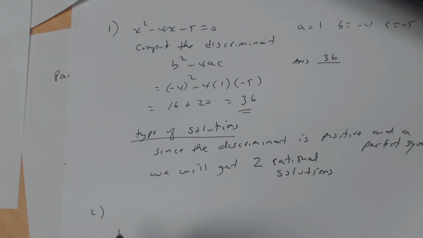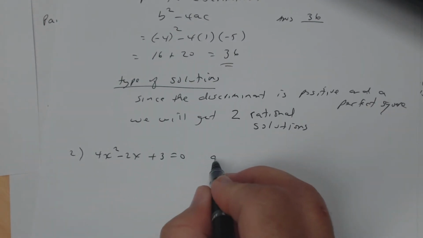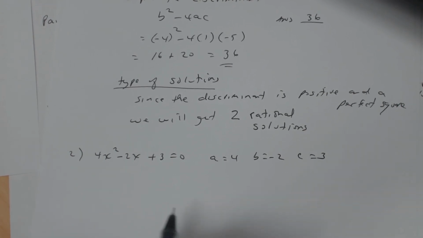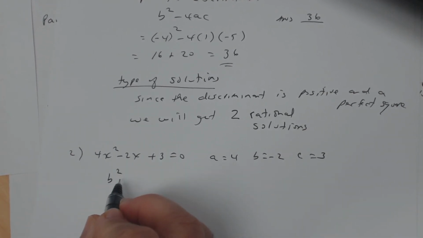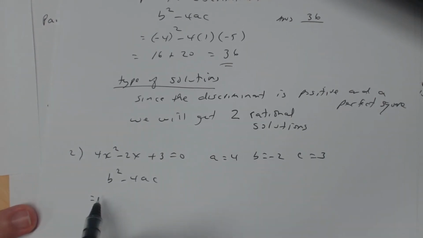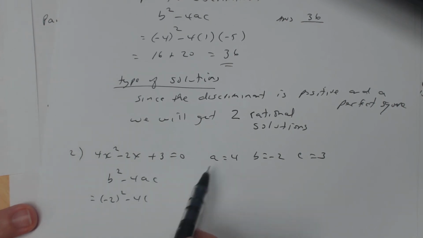Number 2. Suppose we had 4x squared minus 2x plus 3 equals 0. So again, a is 4, b is negative 2, c is 3. So we've got to find the discriminant. So b squared minus 4ac. So I get negative 2 squared minus 4 times 4 times 3.